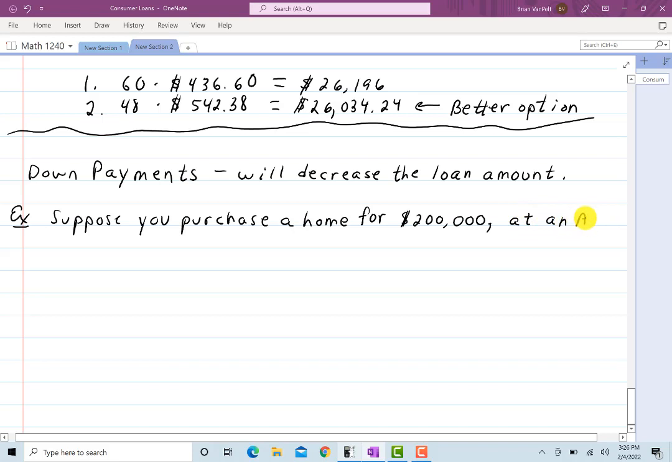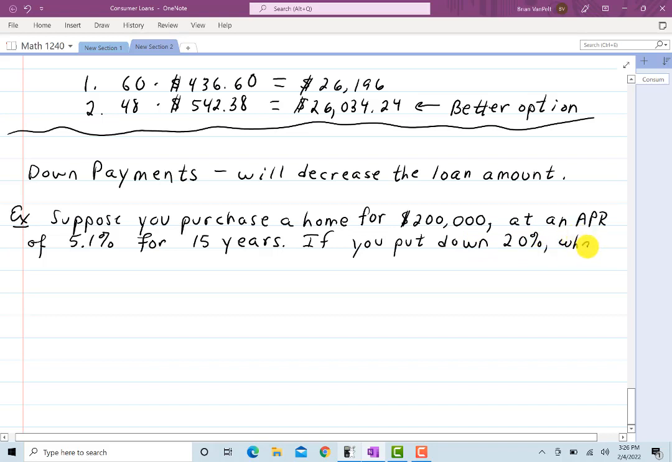At an APR of 5.1% for 15 years. If you put down 20%, what are your payments?